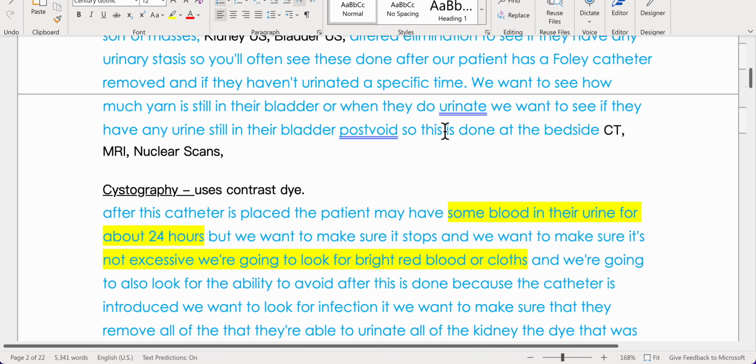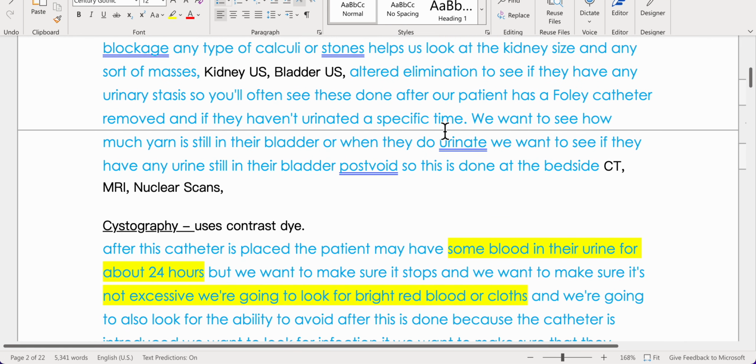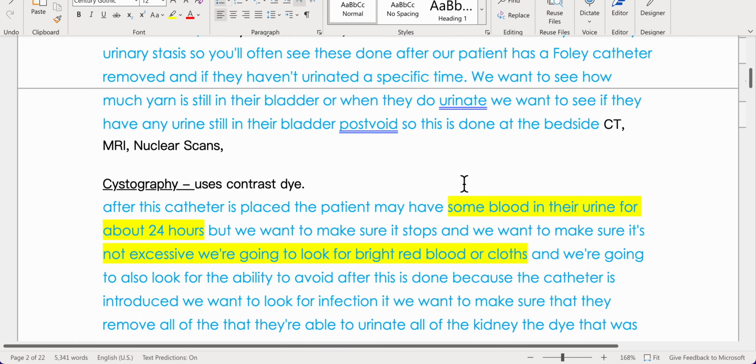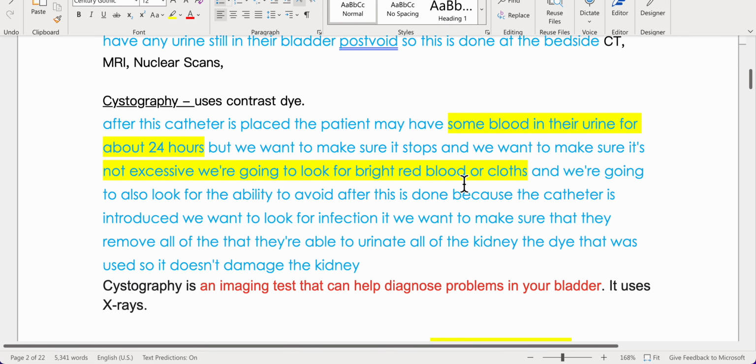We want to see how much urine is still in their bladder, or when they do urinate, whether they have any urine still in their bladder post-void, so this is done at the bedside. There's also CT, MRI, and nuclear scans. Cystography uses contrast dye. After the catheter is placed, the patient may have some blood in their urine for about 24 hours, but we want to make sure it stops and is not excessive.